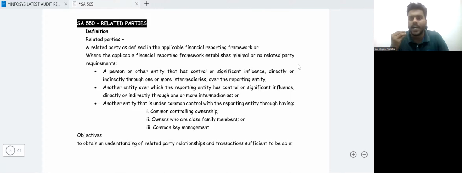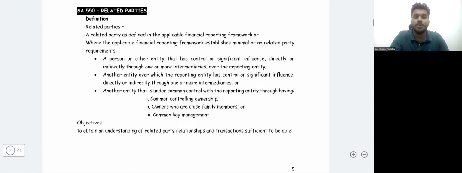And where the AFRF established minimal or no related party requirements, that is, if you are auditing a HUF or a partnership firm where the AFRF is silent or not required, in such situation, who is a related party? In such situation, we will go through the below given definition. So what is the below given definition?